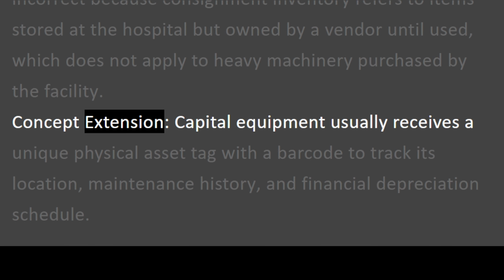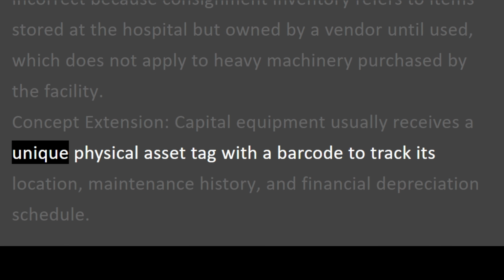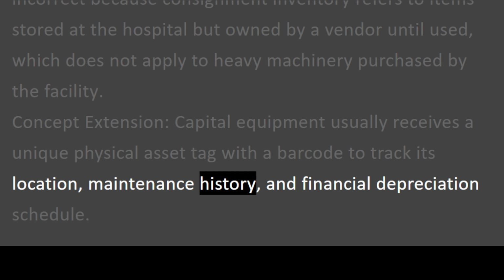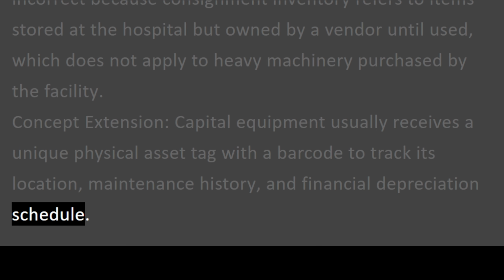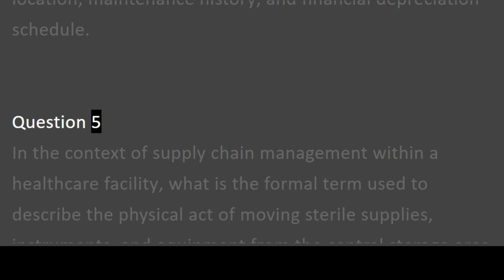Concept extension. Capital equipment usually receives a unique physical asset tag with a barcode to track its location, maintenance history, and financial depreciation schedule. Question 5.